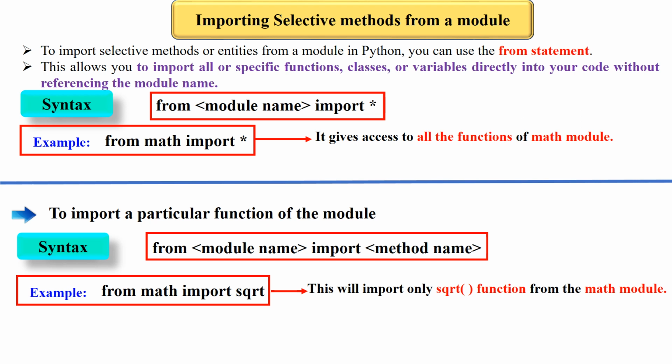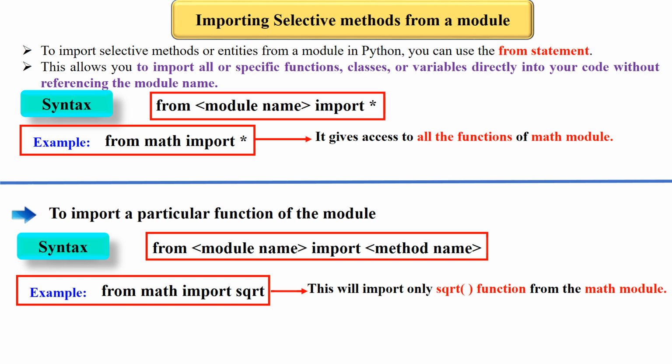If you only need specific functions or variables from a module, you can use the from statement to import them selectively. Now, let's discuss importing selective methods from a module. To import selective methods or entities from a module in Python, you can use the from statement. This allows you to import all or specific functions, classes, or variables directly into your code without referencing the module name. Syntax is from module_name import *. Example: from math import *. It gives access to all the functions of the math module.